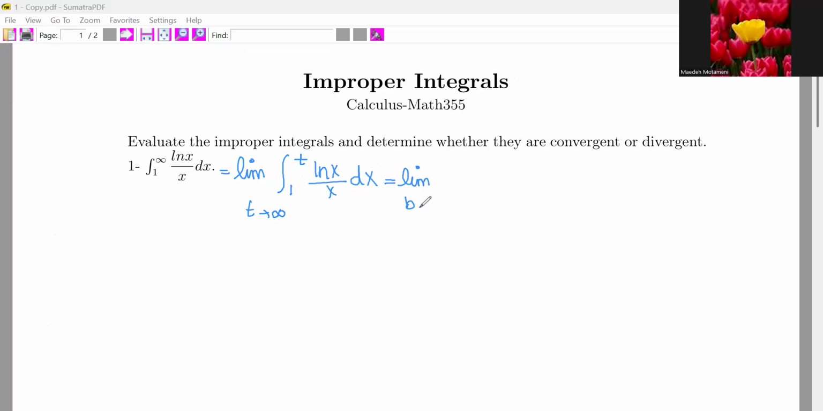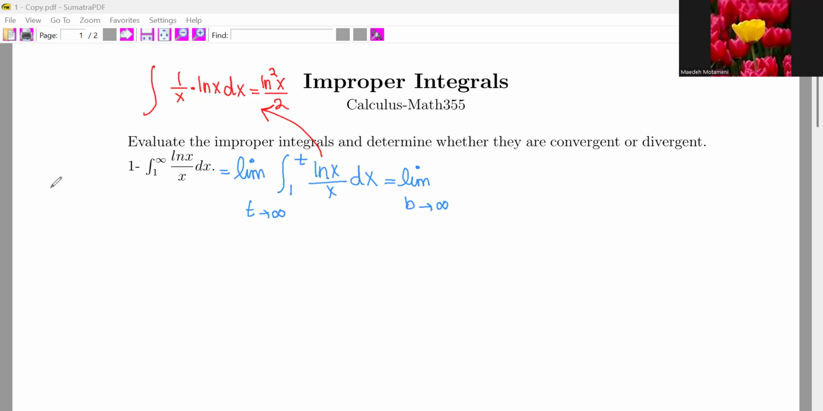The first option is when you see the inside of the integral, 1 over x times ln of x, this one is the derivative of the other one. And if you see it in this way, you would say, okay, I have the derivative next to it, so let's write ln squared of x over 2.